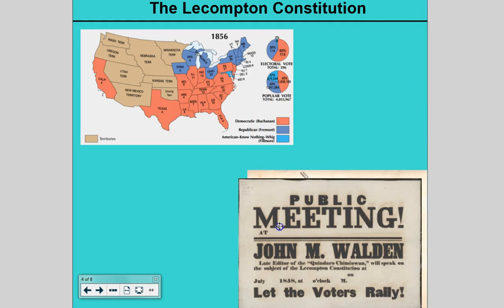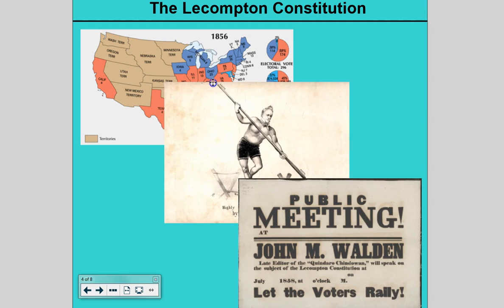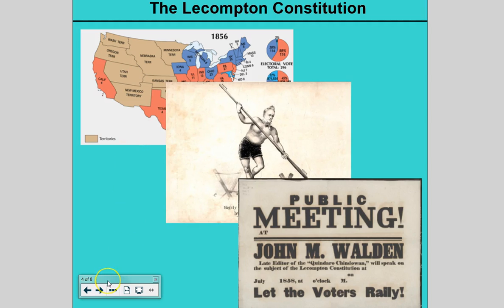Because if we look at that election map, you can see the Republicans are very regional. There's the American Know Nothing Party, or the Whig Party, that is totally dying out, very small amount of the popular vote and the electoral vote. So the Democrats are the party, but they're not as strong as they look, and we're starting to see some splintering, and we're eventually going to see a big split before the election of 1860. So Lecompton Constitution, important aspect to kind of see the start of the split of the Democratic Party.